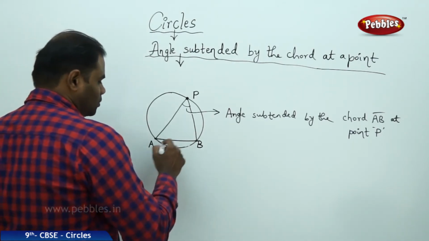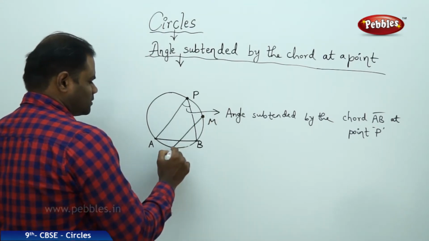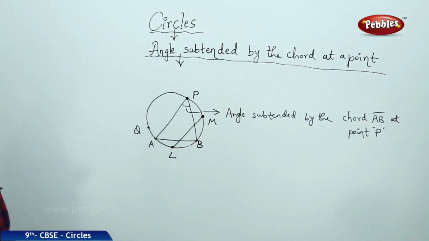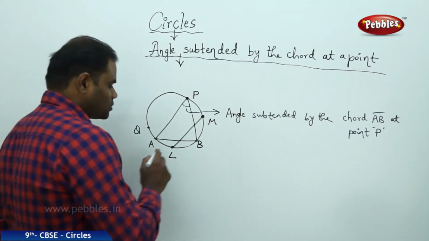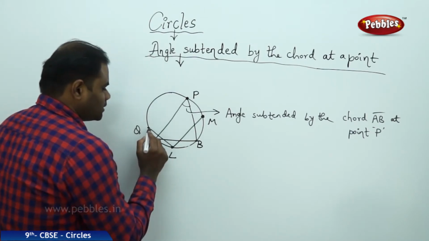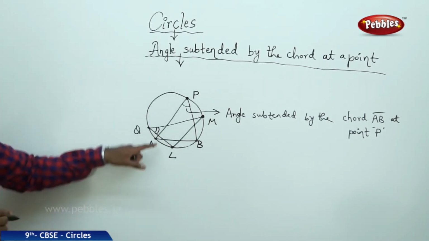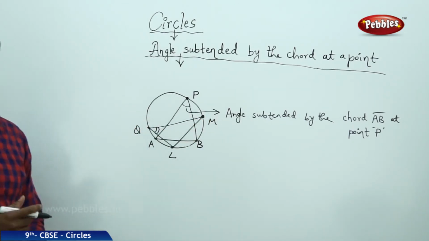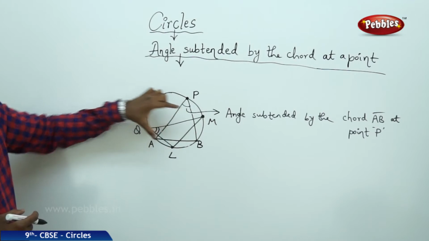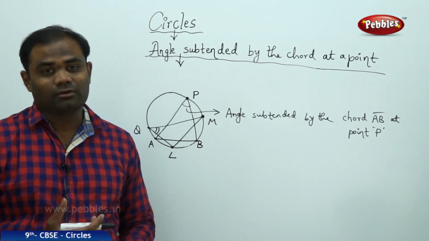If I take one more chord LM, so here is the chord LM, and here let me say there's a point Q. Then the angle subtended by the chord LM with respect to the point Q is similarly understood: the first endpoint L connected with the point, and the second endpoint M connected with the point, and this refers to the angle subtended by the chord LM at point Q. This is the angle subtended by the chord AB at point P, and this is the angle subtended by the chord LM at point Q. This is how we understand the angle subtended by the chord with respect to the point.